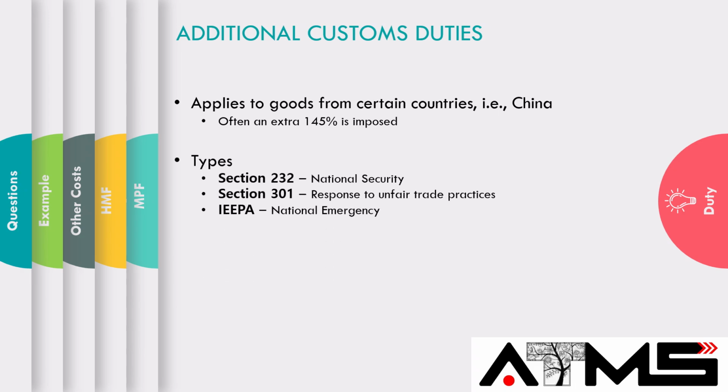There are a few major types of these retaliatory tariffs. Section 232 tariffs are imposed for national security reasons. Section 301 tariffs are imposed as a countermeasure against unfair trade practices. In the case of China, both Section 232 and 301 tariffs may apply simultaneously, which has significantly impacted many importers sourcing goods from China.